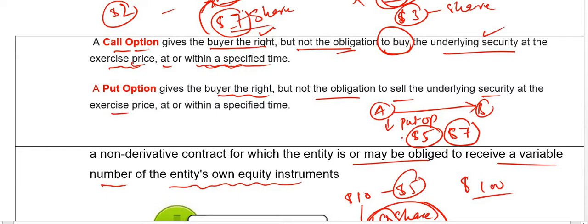Here you have the right to sell the thing, but it's not obligatory for you. It's not favorable for you to sell, so you will not sell, definitely you will not sell. Now if the thing is reversed, let's say the price of the put option is $7 and the market price is $5.